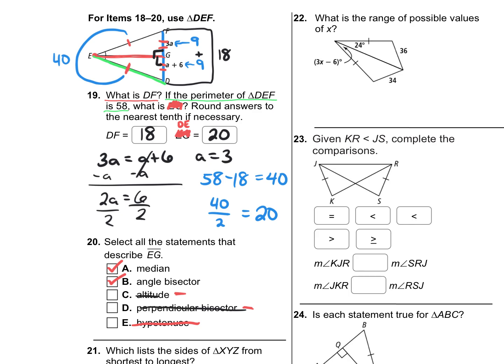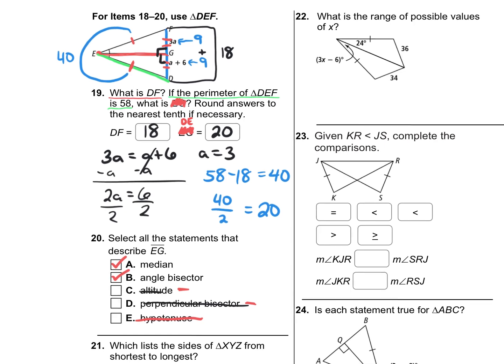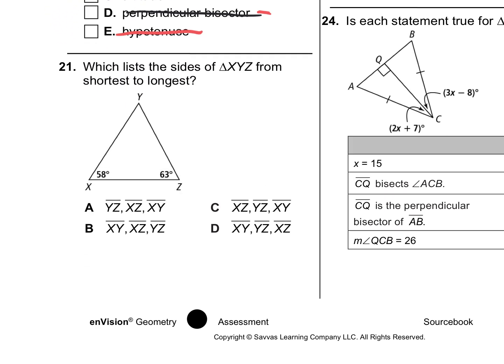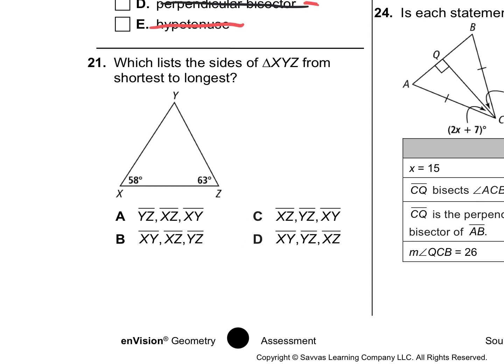Okay, number 21. We should be very familiar with this because this is what we just got done doing. It's asking to list the sides from shortest to longest. How do I know what the lengths of the sides are without knowing anything about them? It's the side across from the angle. Right, the smallest angle, remember their relationship is across from each other. Do I have all the angles? No. How do I figure out the last one? Yes, I know 2, I can find the third.